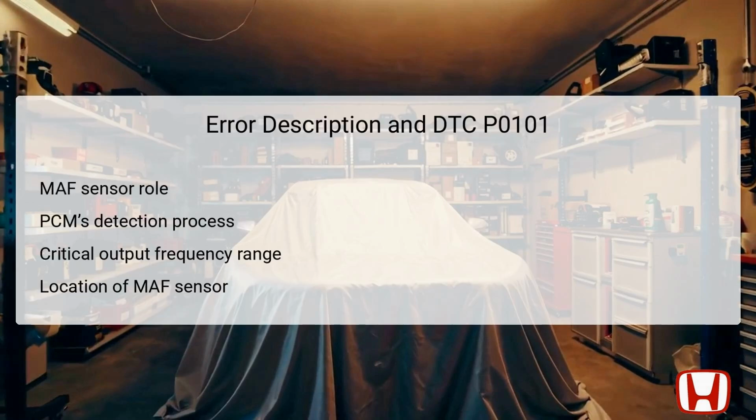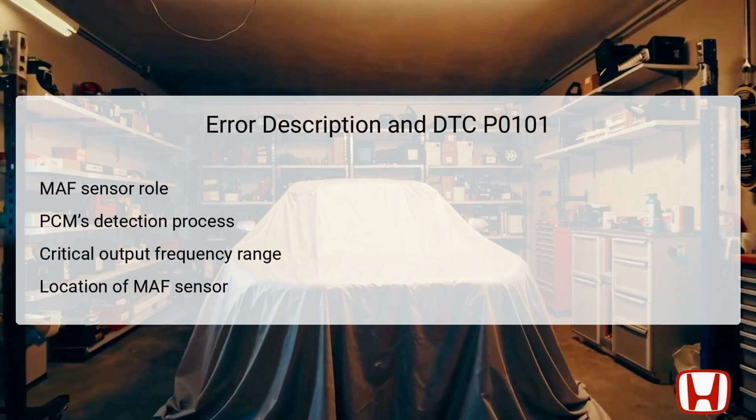The mass airflow (MAF) sensor is a critical component in modern internal combustion engines. Its primary role is to measure the volume and density of air entering the engine, enabling the PCM to adjust the fuel injection accordingly. Located in the intake air duct just after the air cleaner, the MAF sensor communicates the air intake data to the PCM.